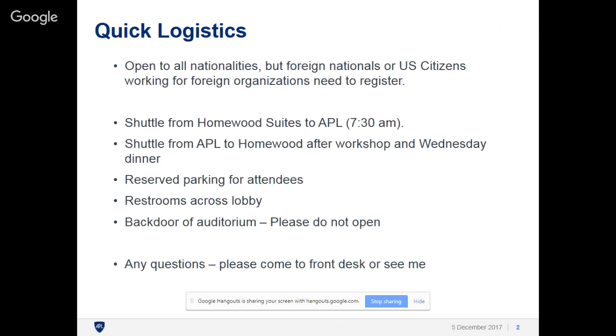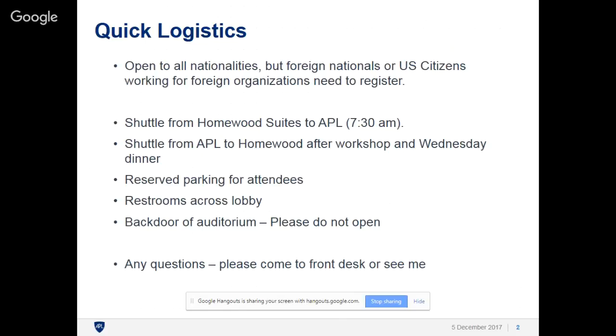But before I get to those, quick logistics for anybody who is new here, who didn't come yesterday. The workshop is open to everybody. We do want students to come in. We don't want just the practitioners and those who are wanting to get into the profession. It doesn't matter what nationality they are from. There is a request that any foreign national or even US citizens with foreign organizations should register with the registration desk. And that's about it.